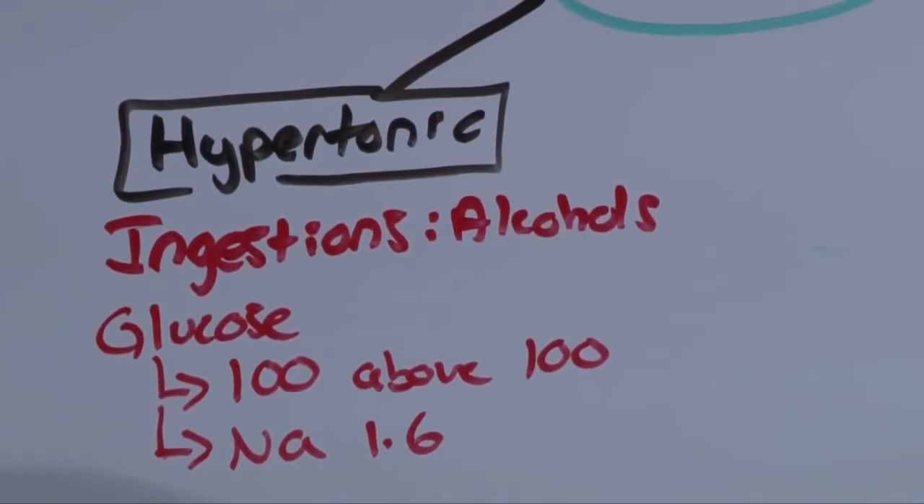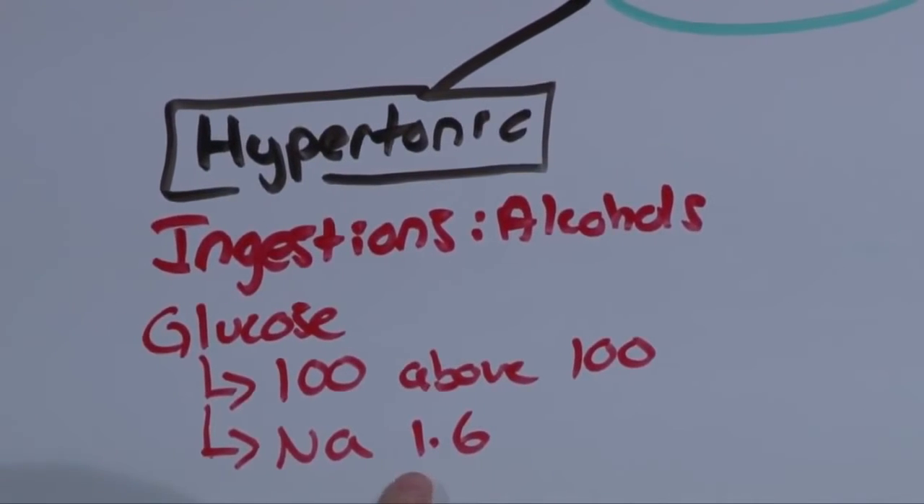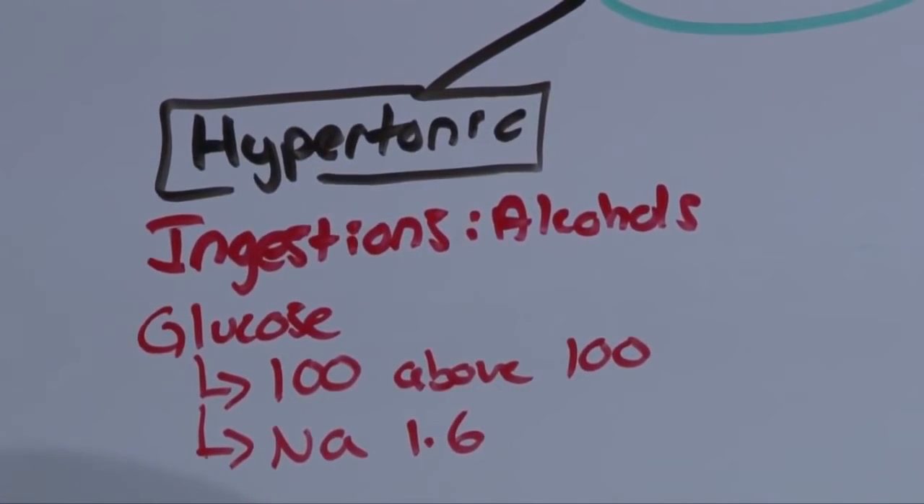Say that one more time. 900 glucoses above the first 100, so that's 9 hundreds. You correct the sodium by 9 times 1.6, which is about 15. You take whatever the sodium is on your BMP, you add back 15.